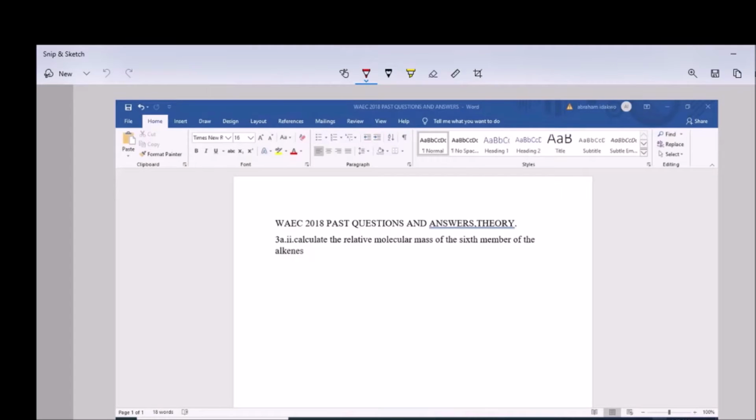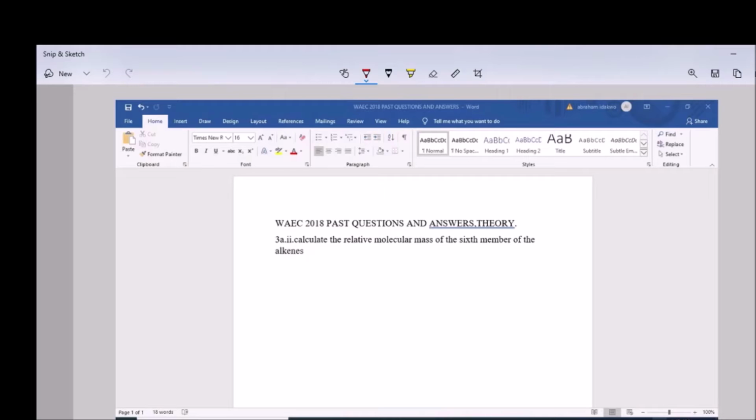Hello, welcome to WAEC 2018 past questions and answer theory. Question number 3A, Roman figure 2. Calculate the relative molecular mass of the sixth member of the alkanes.